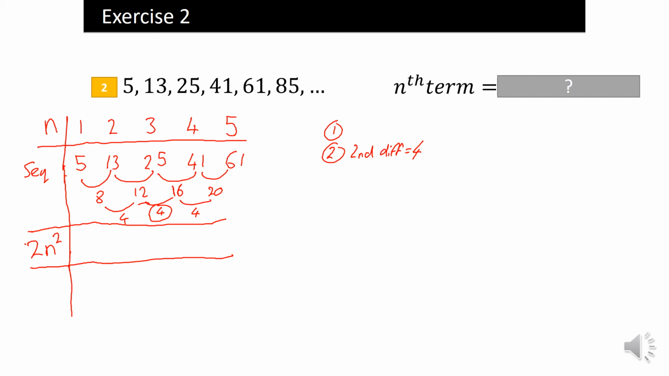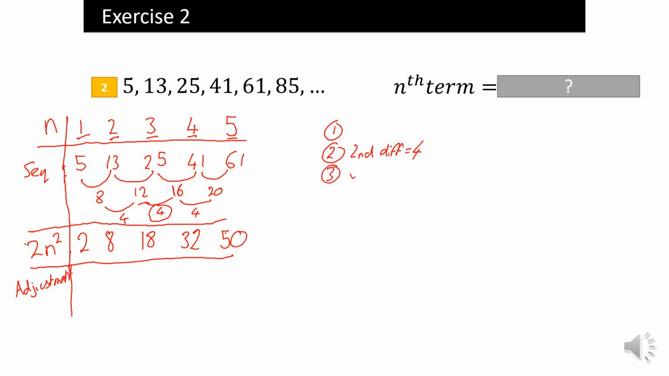So 2n squared, we need to write this out now. So n is 1, so 1 squared is 1, so 2 times 1 squared is 2. When n is 2, n squared is 4, times 2 is 8. When n is 3, n squared is 9, times 2, 18. N is 4, n squared is 16, so 2n squared is 32. And lastly, n squared is 25, 2n squared is 50. So, brilliant. We now just need to do our adjustment. So we've done steps 1 to 3.